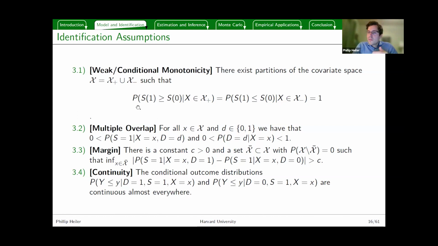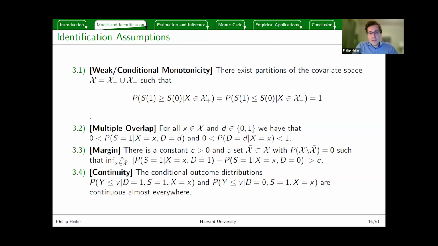We also assume that we have comparable units, at least in large samples, between the treatment and control units in the selected sample and in the treatment and control group. So this is pretty standard in any causal inference problem, right? You need to be able to make comparisons in large samples.